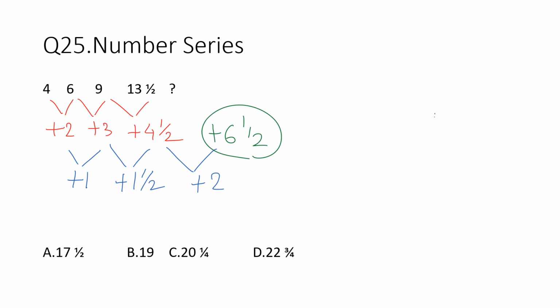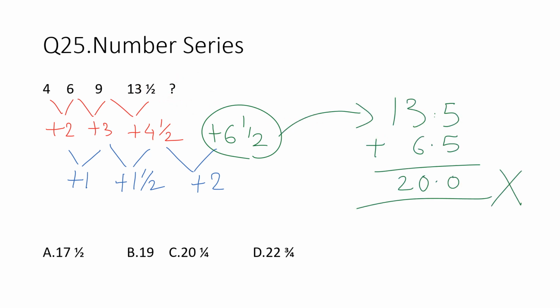So let us try to see. 4.5 plus 2, 6.5. That means if we add 6.5 to 3.5, we should get the answer. Let us try to do that. If we add 3.5 to 6.5, what is the answer? 20. Let us try to find 20. No, it is not there. 20 1 by 4 दिख रहा है, 19 दिख रहा है, 20 कहीं नहीं दिख रहा है.